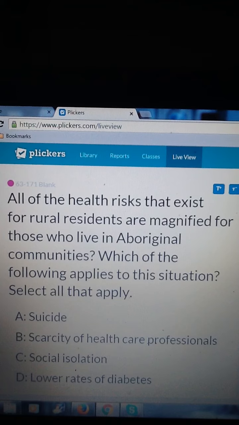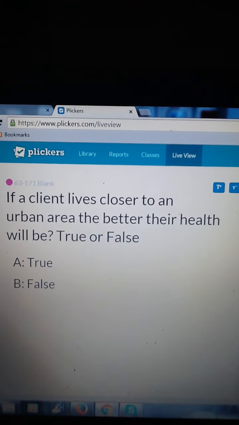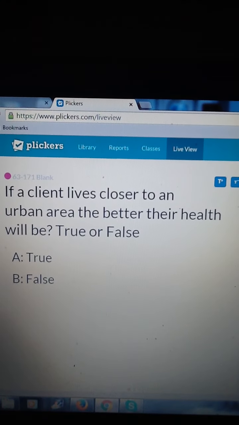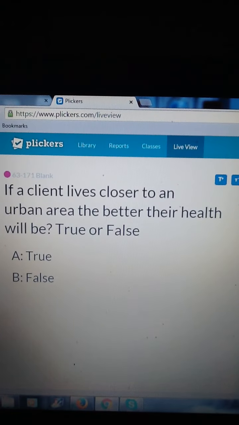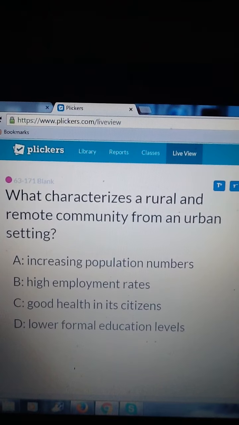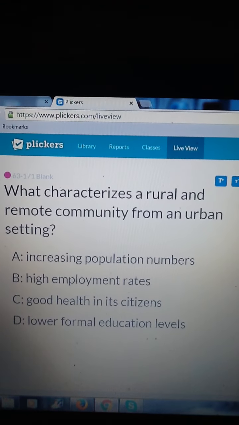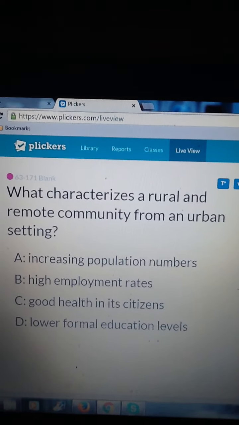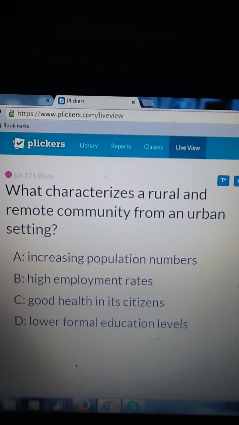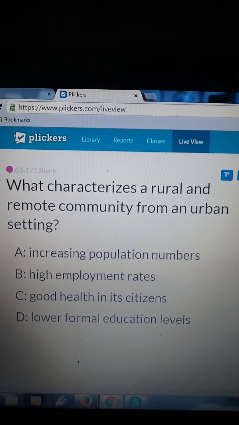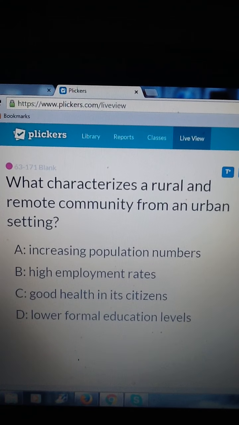The next question is this. If a client lives closer to an urban area, the better their health will be. Is this true or false? And this is true, because of the access. The next question. What characterizes a rural and remote community from an urban setting? Is it A, increasing population numbers, B, high employment rates, C, good health in its citizens, or D, lower formal education levels? The answer is D, lower formal education levels.